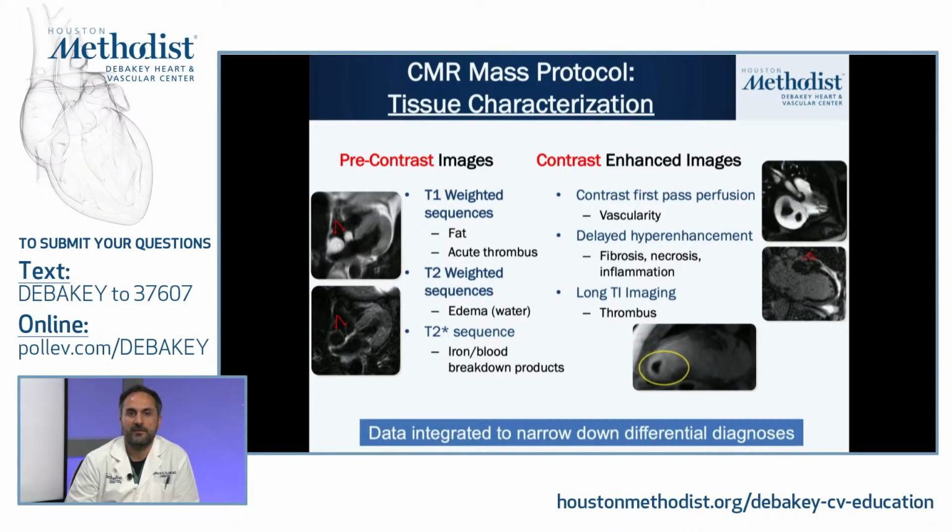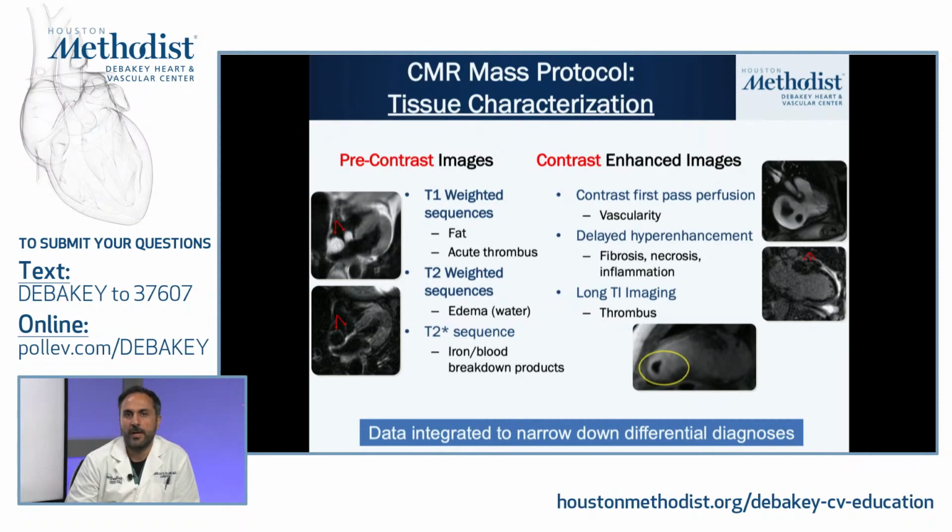Usually fat or acute thrombus have high signal on T1 imaging. On T2, it's more for edema or water content. And then we have the T2 star, which we usually use to assess if there's any iron overload.